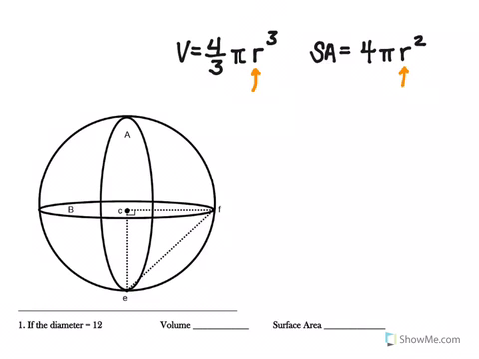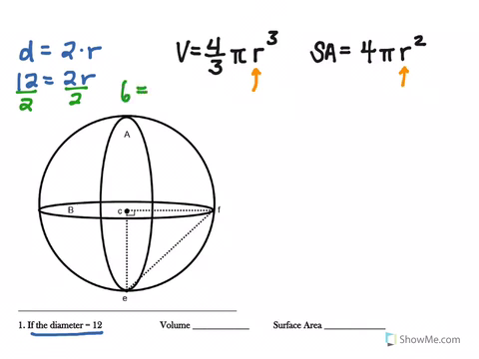So given our problem here, if the diameter is equal to 12, well then all we need to do is recognize the relationship of the diameter to the radius. The diameter is 2 times the radius. Therefore, if the diameter is 12, 12 is equal to 2r. Divide both sides by 2, and we can solve for the radius. So 6 is equal to my radius, and then it's just a matter of plugging it in.